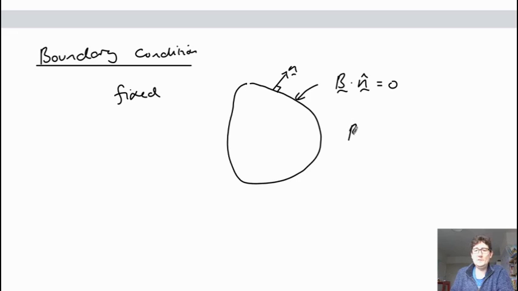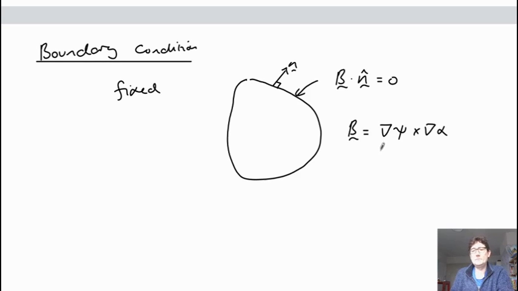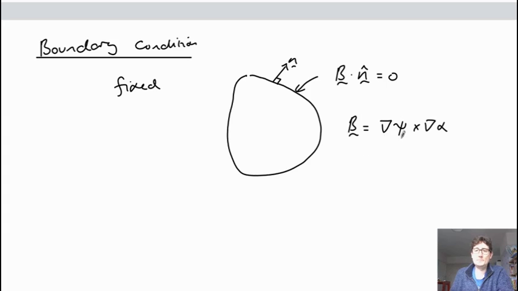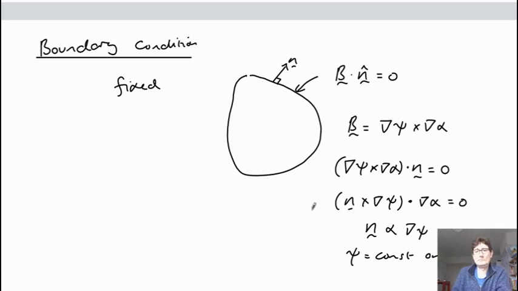And because we can write B as always grad psi cross grad alpha, where alpha is some other flux function, this means that therefore grad psi must be constant on this surface here. So the boundary condition is relatively straightforward in this case, that we just specify a shape, and this could be a set of Fourier harmonics, for example, and on that surface the normal vector is proportional to the gradient of psi, and psi is constant on that surface.